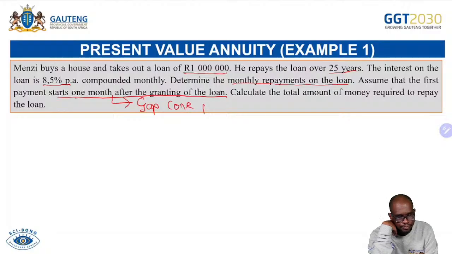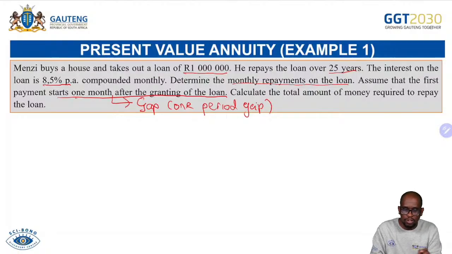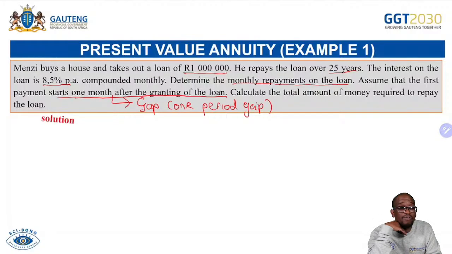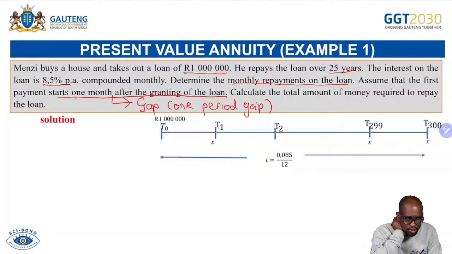1-period gap for the formula to work, okay? 1-period gap. So calculate the total amount of money required to repay the loan, all right? Let's go now, all right? Total amount of money required to repay the loan, okay? Let's look at the solution.